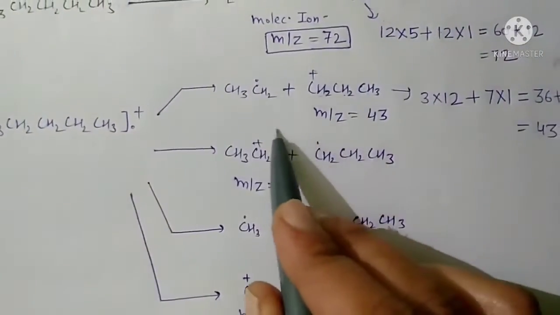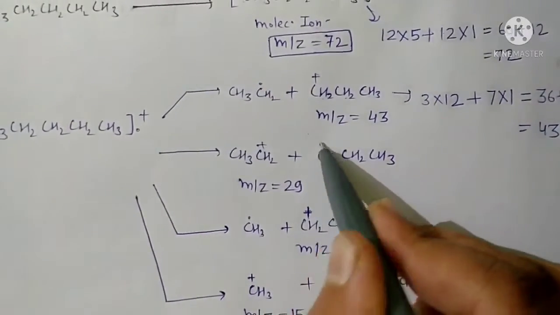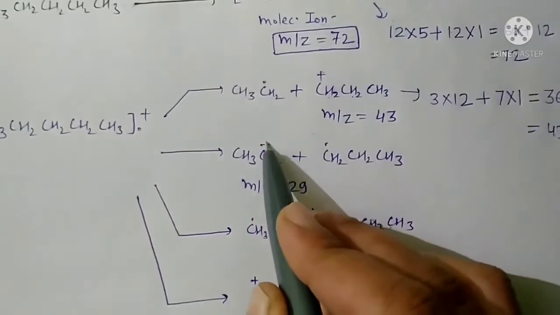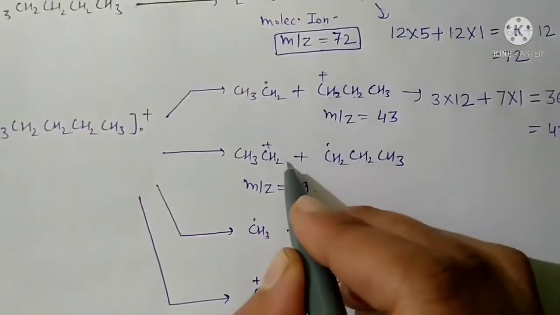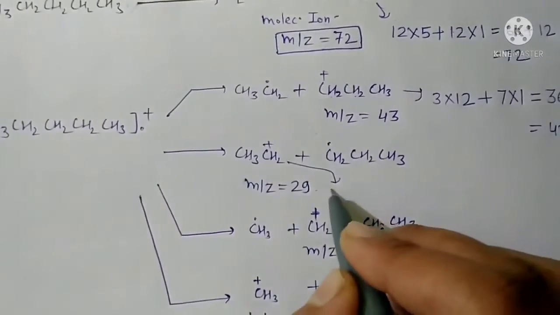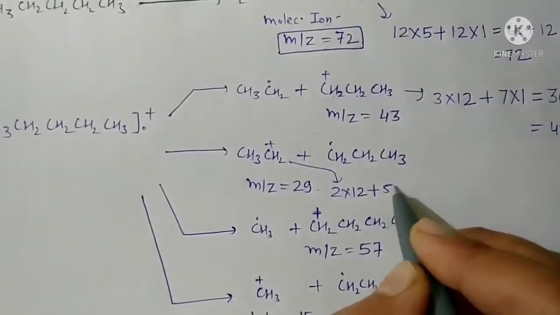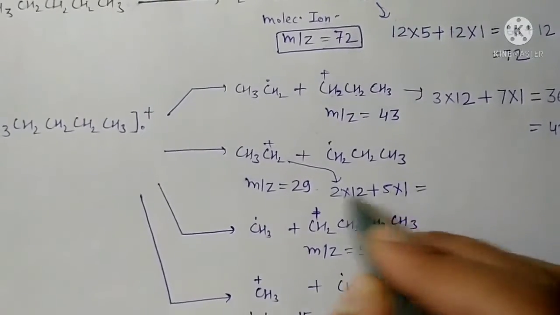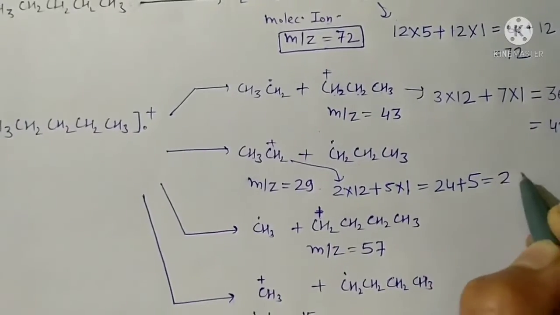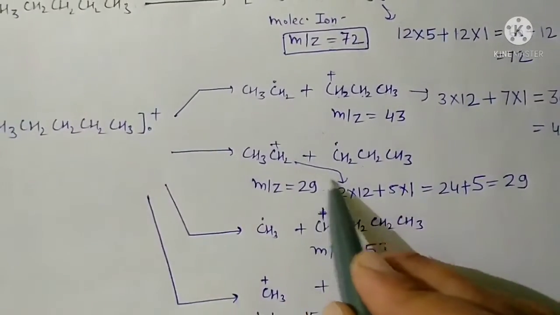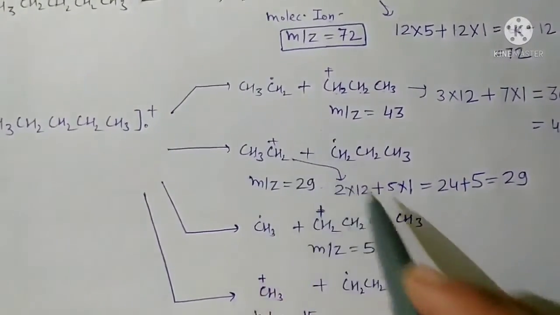For CH2 CH2 CH3 this radical plus CH3 CH2 positive ion, we have m/z value 29, because here we have 2 carbons, so 2 into the mass of carbon 12, plus 5 hydrogens, 5 into the mass of hydrogen 1. 12 twos are 24 plus 5 ones are 5, so we find 29. So here the m/z value is 29 for this ion.